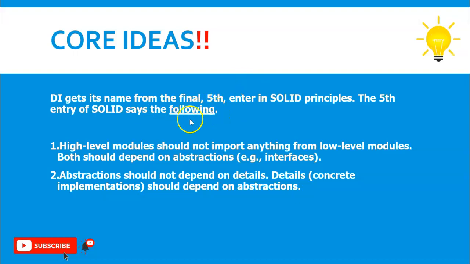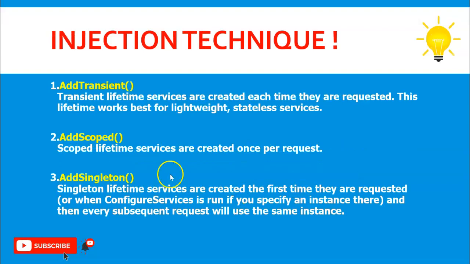This is the final stage of the SOLID principles, which state that a high-level module should not import anything from a low-level module. Both should depend on abstractions, that is, interfaces. Abstractions should not depend on details. Details, the concrete implementations, should depend on the abstractions.